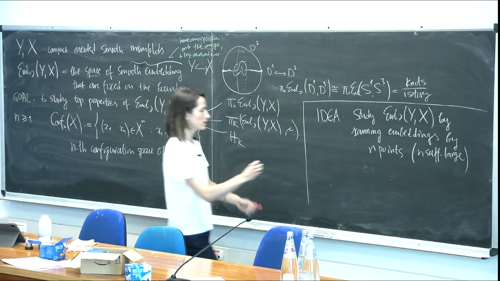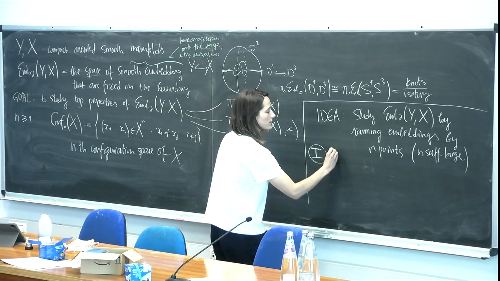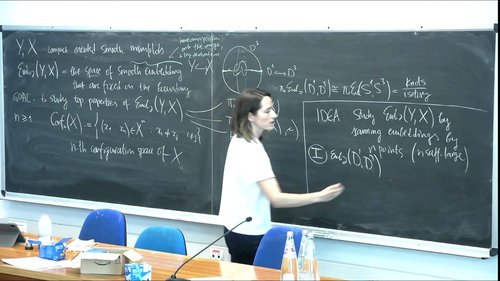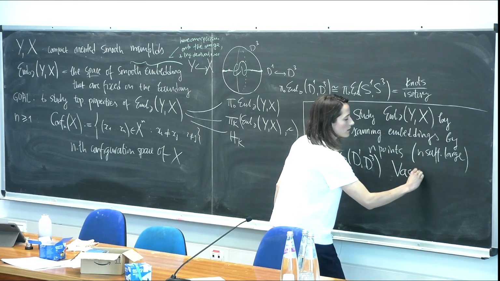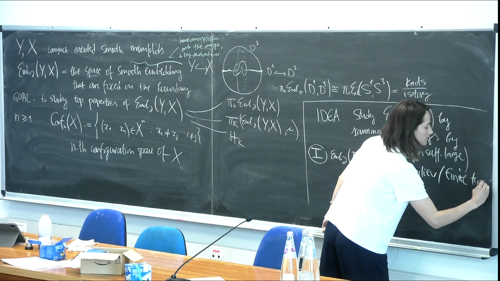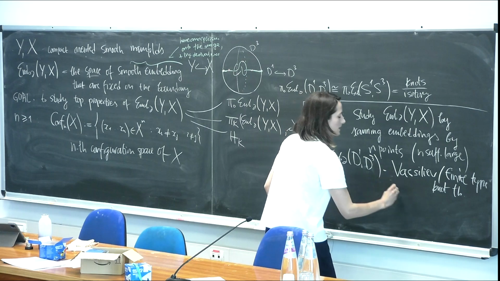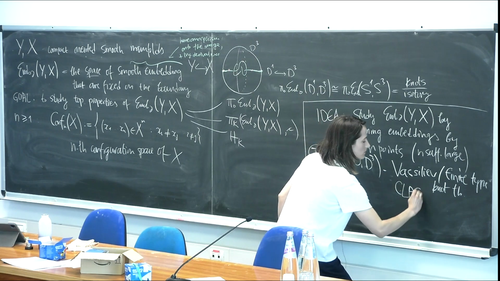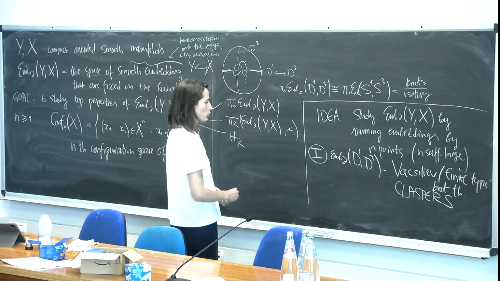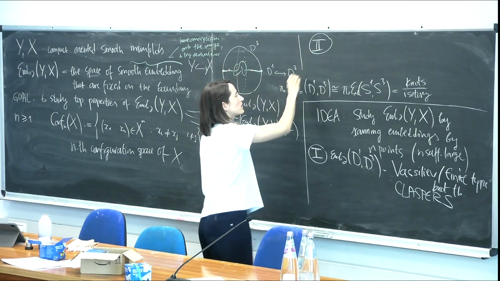So instance number 1, this is how it originally appeared, is for studying classical knots. So for D1s in D3, this belongs to the field called Vassiliev or finite type knot theory. And objects that appear in this setting are called claspers. Okay, I'll explain in a second what that is.